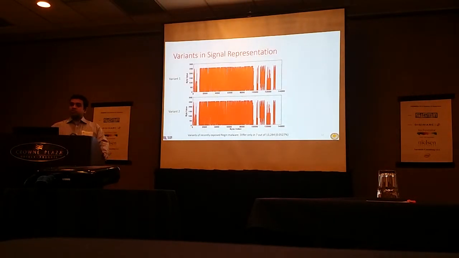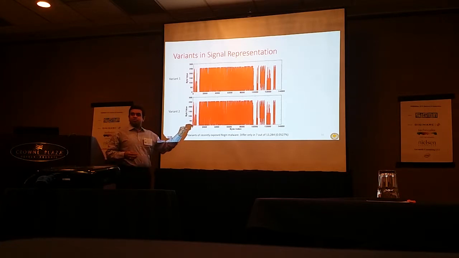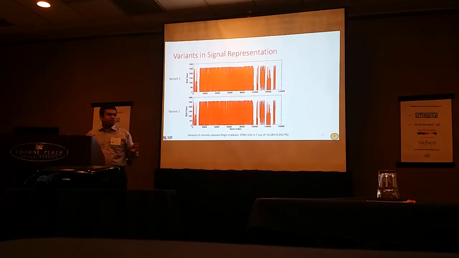And this is how the variants look when we see them as a signal. These are variants of the recently exposed Regin malware. You might have seen it on the news. They differ in only 7 bytes, these two variants, out of 13,000 bytes. You can see such a small difference, 0.05%.